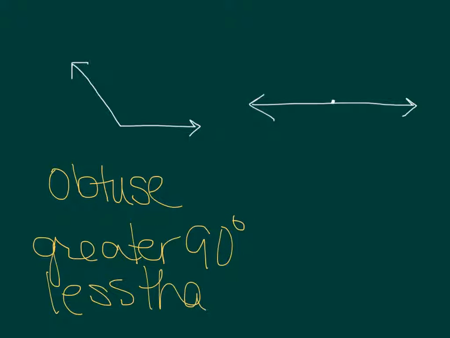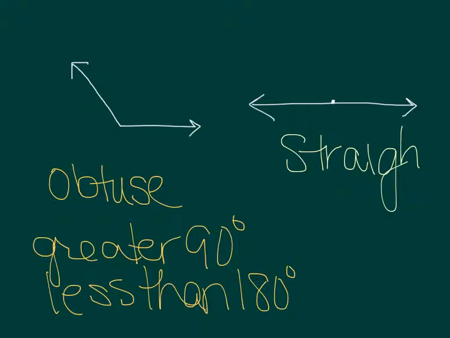So when I think of an obtuse angle, I think of something just being big, maybe being large, and so it's obtuse. It is greater than 90, less than 180. And then the last angle we have is a straight angle. And this angle is exactly 180 degrees. It is a straight line from one side to the other.